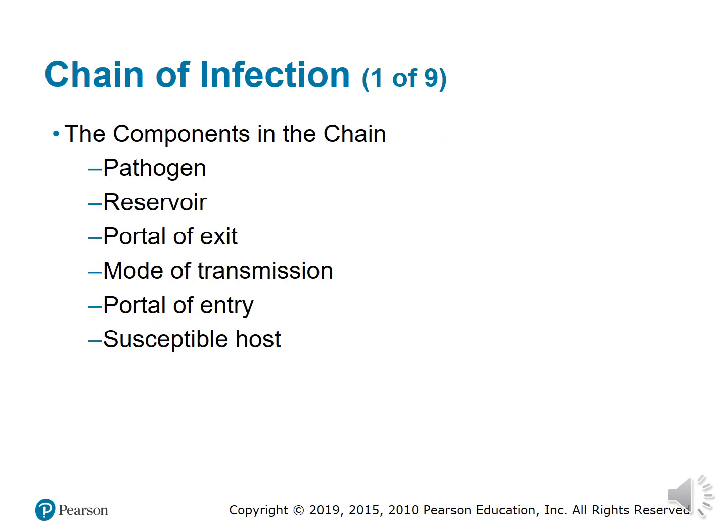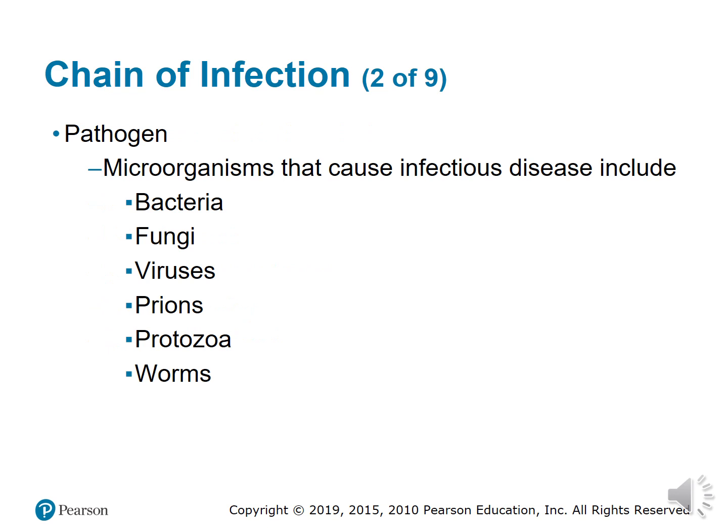Right? Components in the chain. You have your pathogen, reservoir, port of exit, mode of transmission, portal of entry, and susceptible host. The pathogen is a microorganism that causes infectious disease, and includes bacteria, fungi, viruses, poisons, protozoa, and worms.